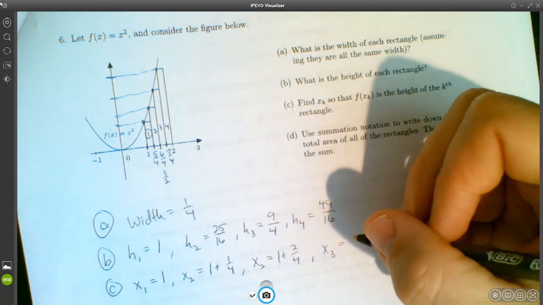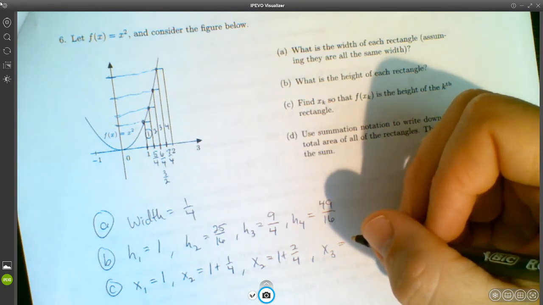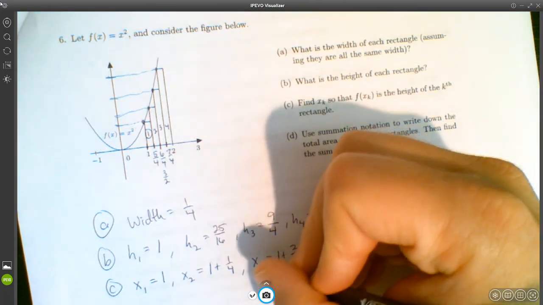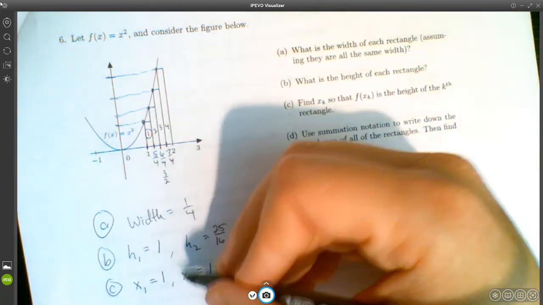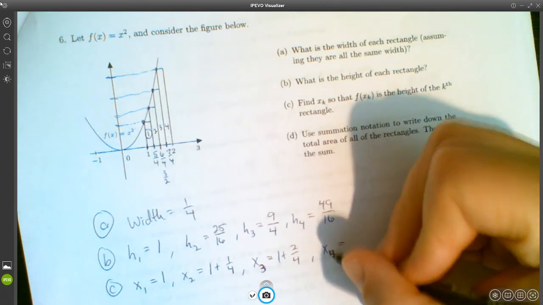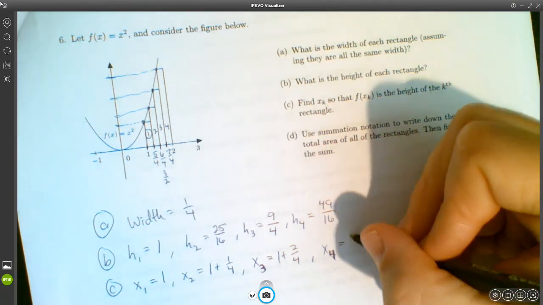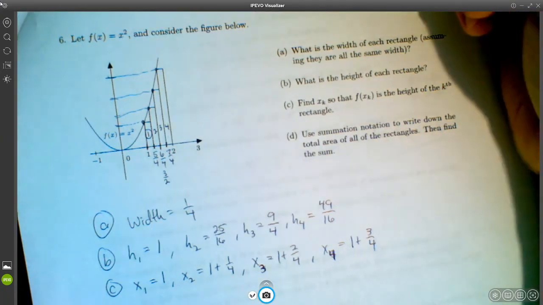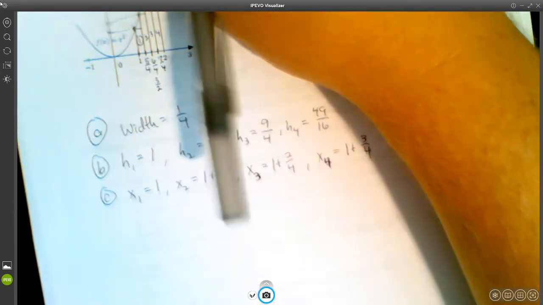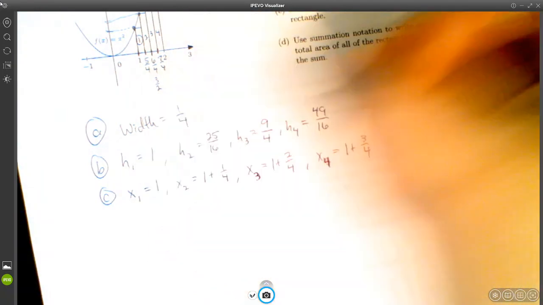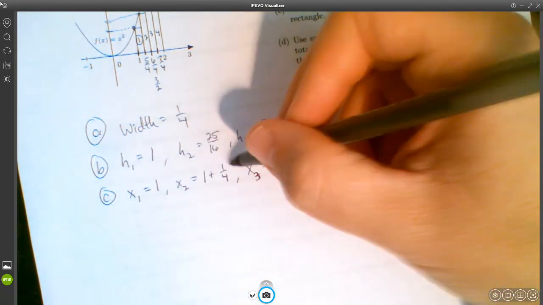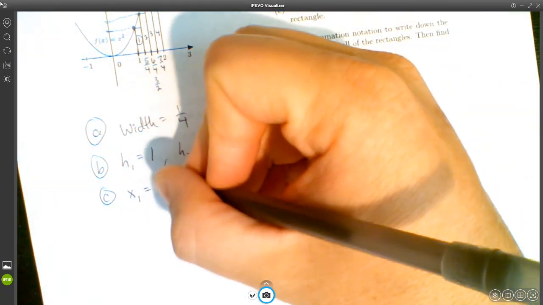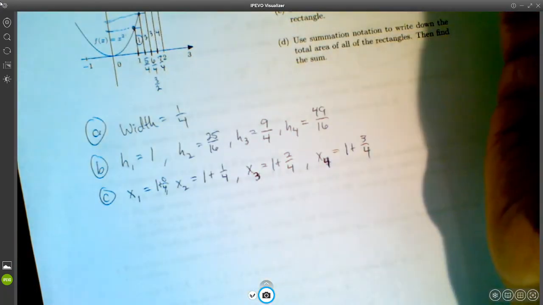Oh, sorry, I got my numbering mixed up. So this is x1, x2, x3, and x4. X4 is going to be 1 plus 3/4. Okay, so in general, now going back, notice that I had 3, 2, 1, and then 0. So I'm just going to write in the plus 0/4 for x1.